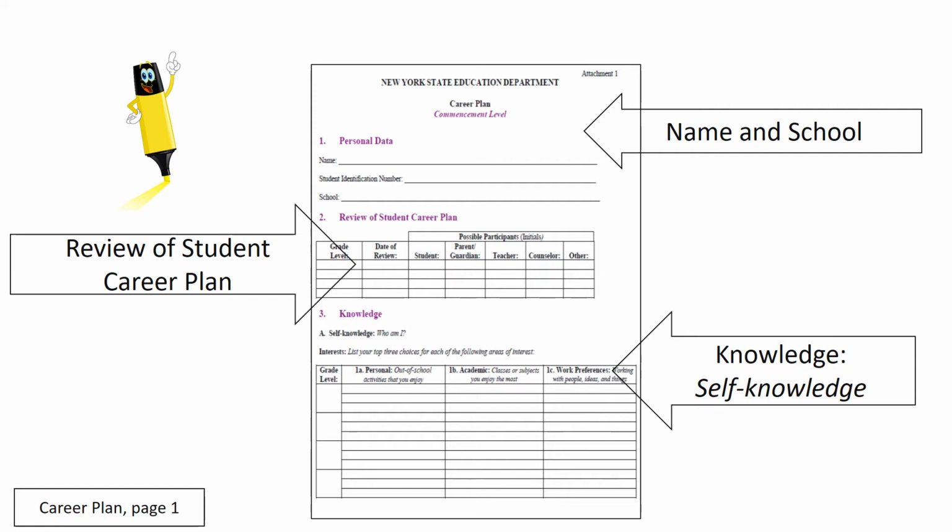1C, work preferences, working with people, ideas, and things. Do you enjoy teamwork, working alongside your classmates? Or maybe you like creating ideas and developing projects on your own. Or do you most enjoy working and learning with objects? Now, turn to page 2.